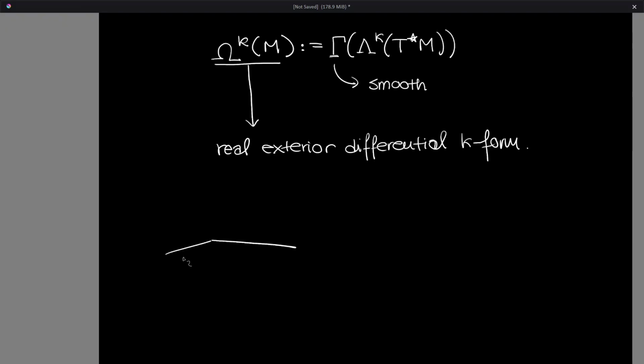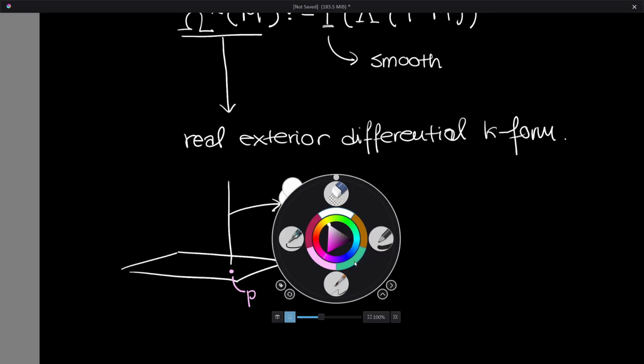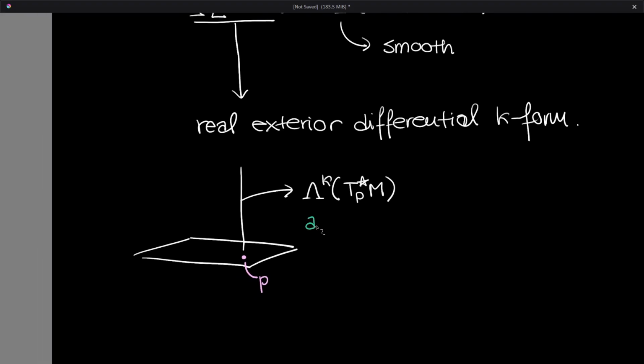So let's say we have the manifold. We have a point P on the manifold. We had a fiber. What was that fiber? Our fiber was our algebra. So this was lambda K of Tp star M. We know that, and the reason that works is because an algebra is a vector space, right? So we can use it as our fiber.